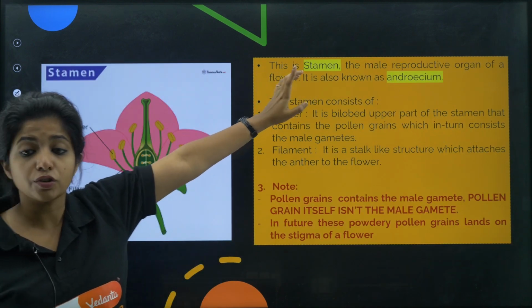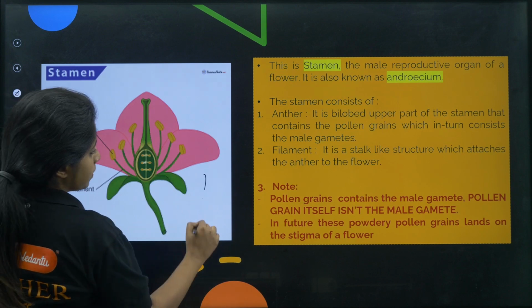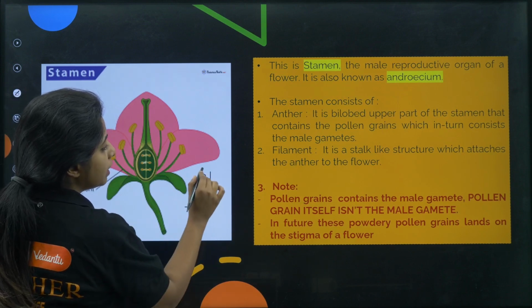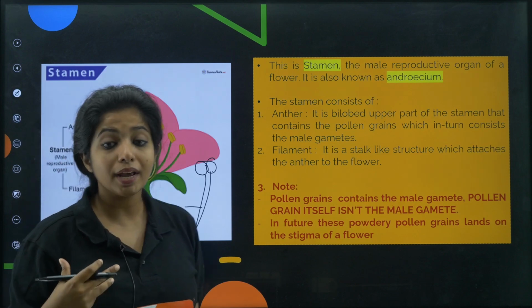There it is known as stamen. It is known as androecium. What are the different parts in there? Over here you see, this is one part that is known as filament. Over here they have two blob-like structures, which are known as what? Anther.